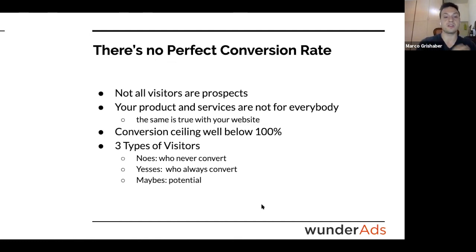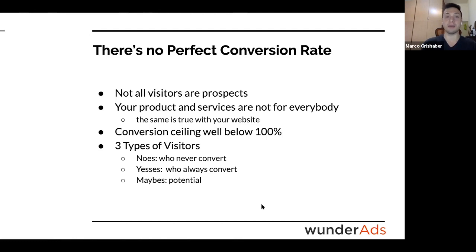There are 3 types of visitors, which I'll break down in the next slide and show you a graphic of. You have the no's, the people who never buy because they cannot afford it. They're casual browsers. They might just be checking for information. Then you have the yeses. They're showing a high level of commitment. They would buy no matter how poorly optimized your website is. It is a small percentage, though.